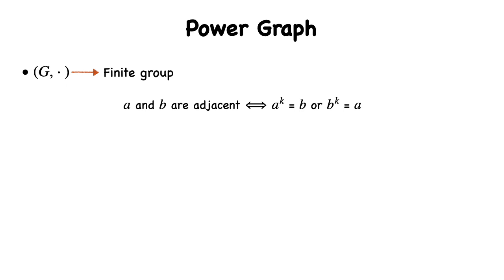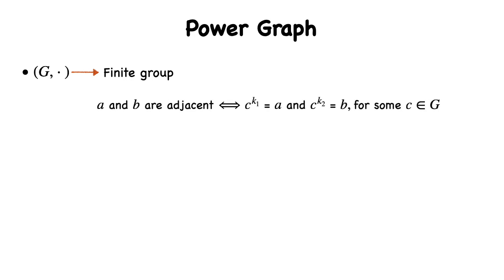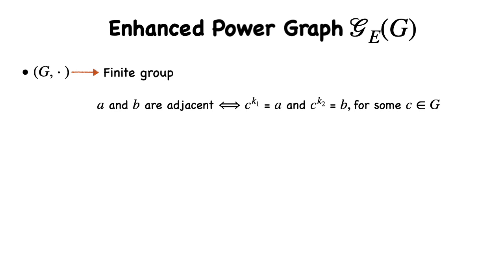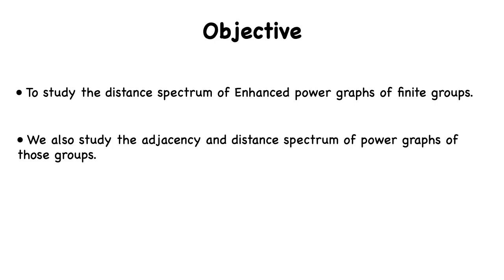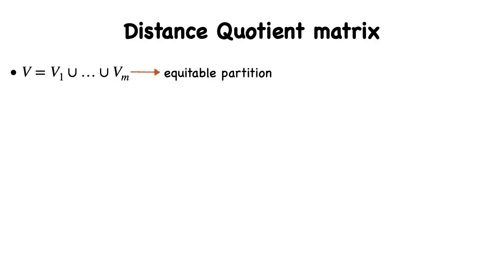Now, instead of A being a power of B or B being a power of A, if we replace this condition by A and B being powers of some other element, then we obtain something called the enhanced power graph. Our objective is to study the distance spectrum of the enhanced power graph and the adjacency and distance spectrum of power graphs of some groups. The last definition is called the distance quotient matrix.